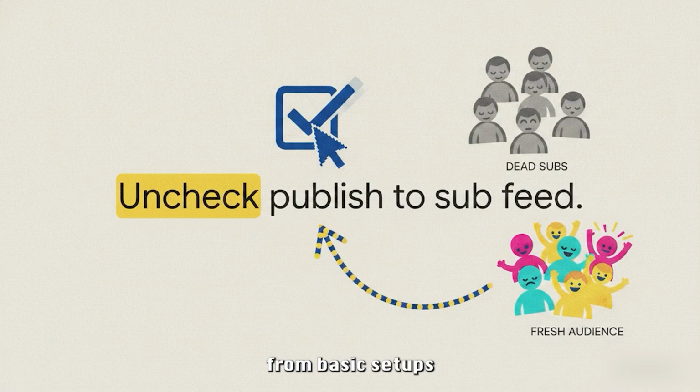Now we're moving from basic setups to some pretty aggressive algorithm-manipulating growth strategies. If you're running an older channel, pay super close attention to this. When you upload, YouTube tests your video on your subscribers first. But if you have a bunch of older, dead subscribers who aren't into your current niche anymore, they're just going to ignore the notification. That instantly tanks your click-through rate, and the algorithm basically says, oh, this video is bad, and stops pushing it. The fix is brilliantly simple.